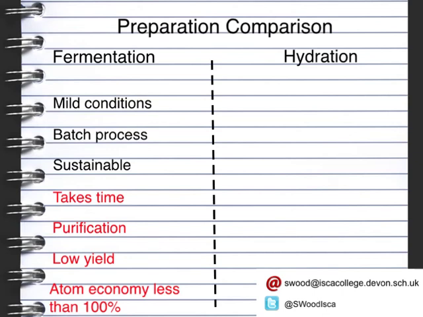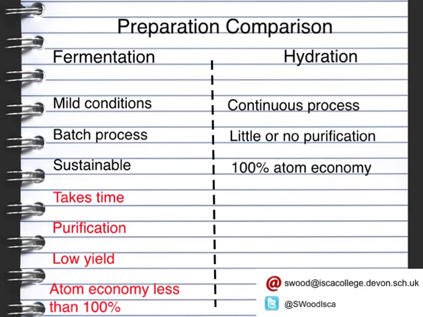Now if we compare that with the hydration method, it's a continuous process, so you keep running the ethene over steam and the phosphoric acid to continuously produce the ethanol. There is little or no purification needed. As ethanol is the only product, it has 100% atom economy and therefore has a high yield.